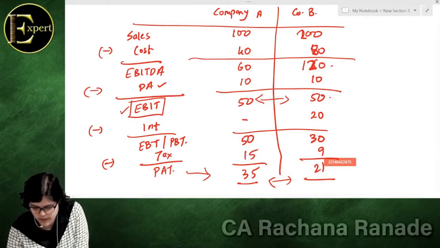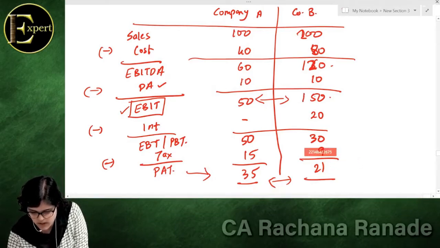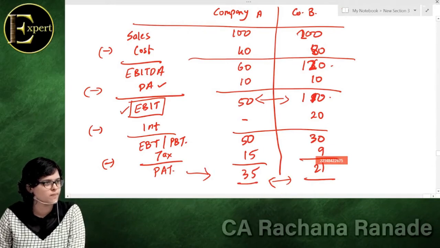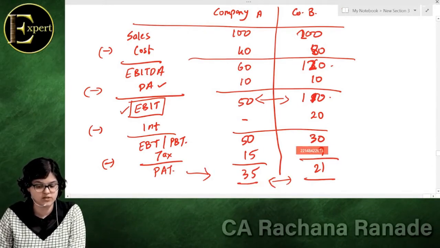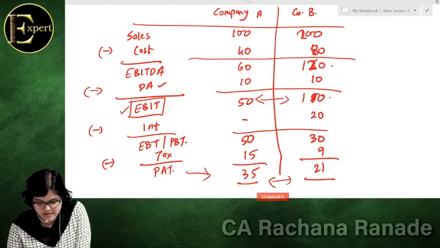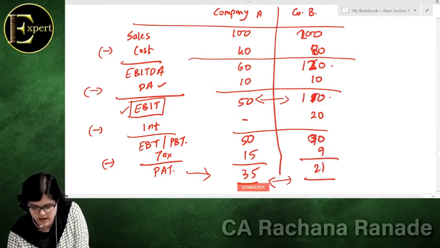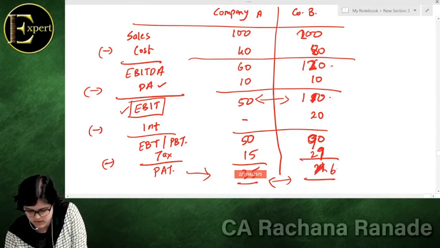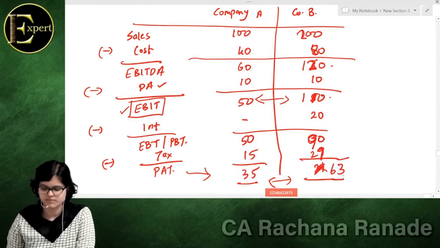So here it will be 110. Depreciation amortization is 110. Interest is 20. This will be 90. 30% tax will be 27, and this will be 63, na?